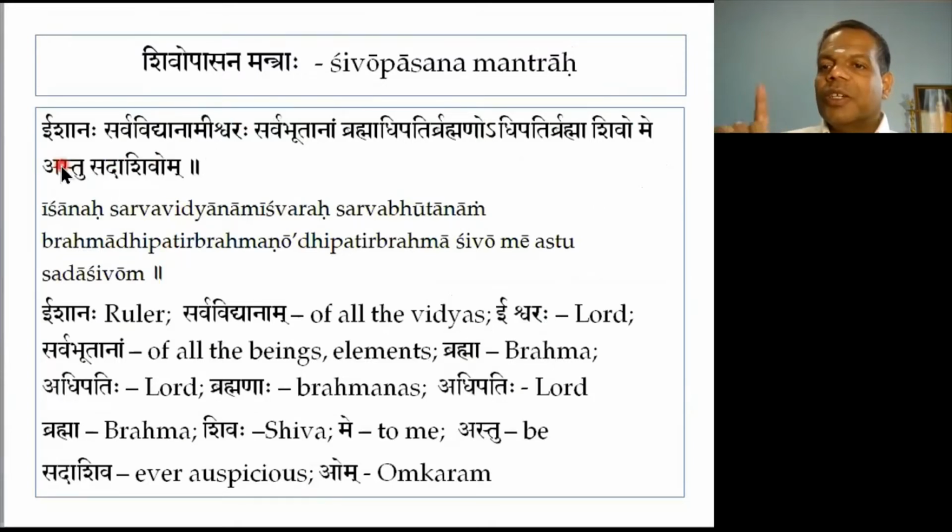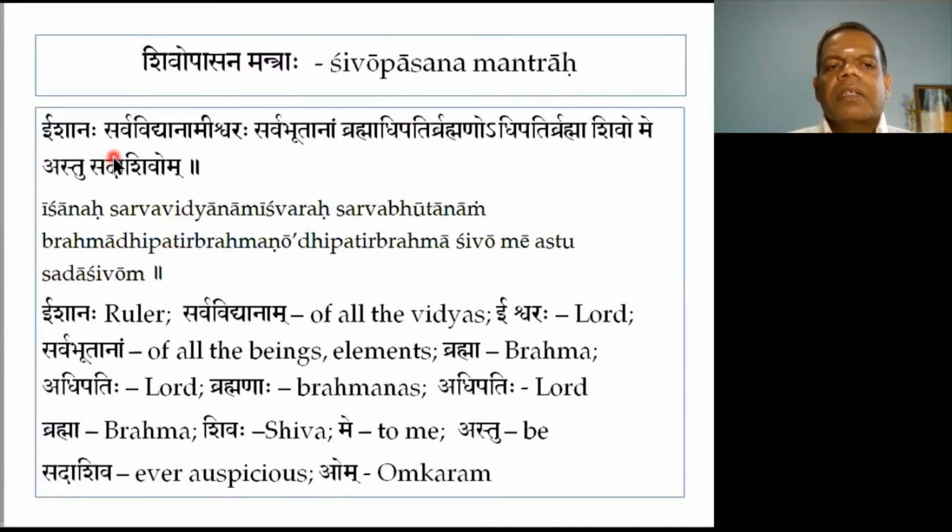This relates to the upward facing face. So we have looked at all the four directions: west, north, south, and east. Now the fifth face of Shiva is considered to be facing upwards, Urdhva Mukha. Okay.